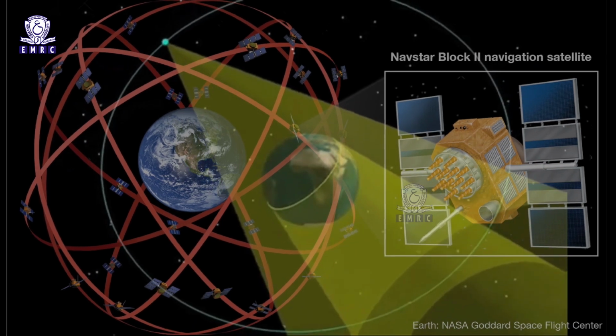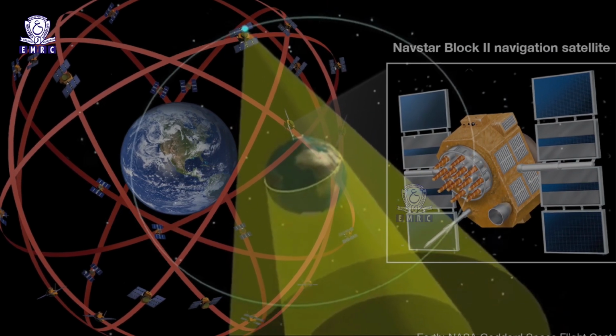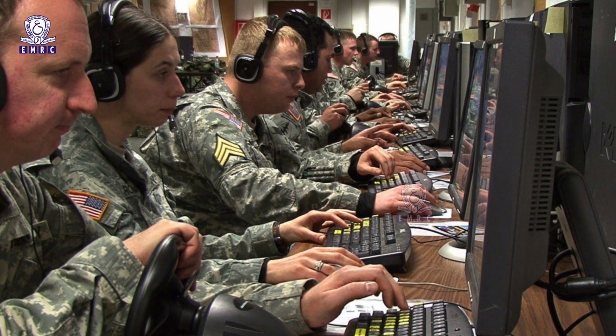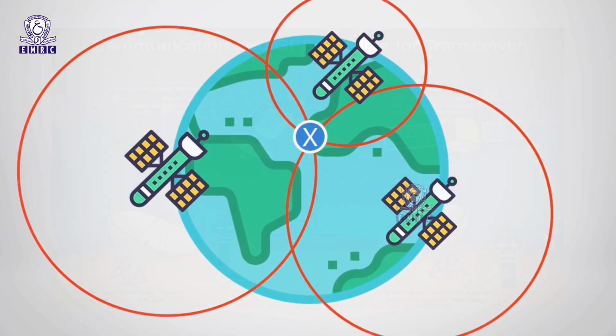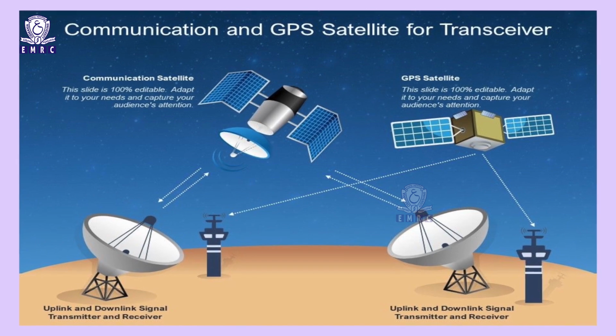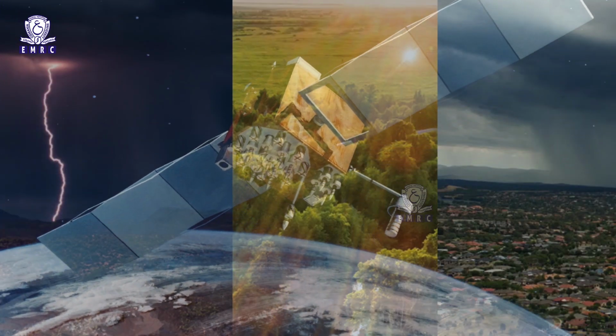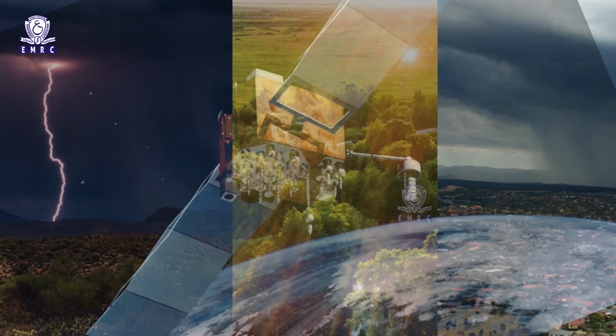Definition of GPS. The GPS is a satellite-based navigation system made up of a network of 24 satellites placed into orbit by the US Department of Defense. GPS was originally intended for military applications, but in the 1980s, the government made the system available for civilian use. GPS works in any weather conditions, anywhere in the world, 24 hours a day. There are no subscription fees or setup charges to use GPS.